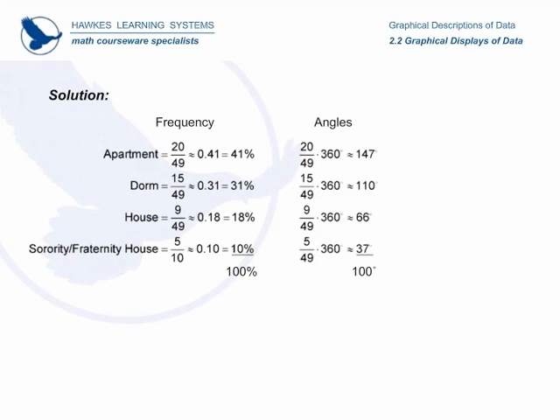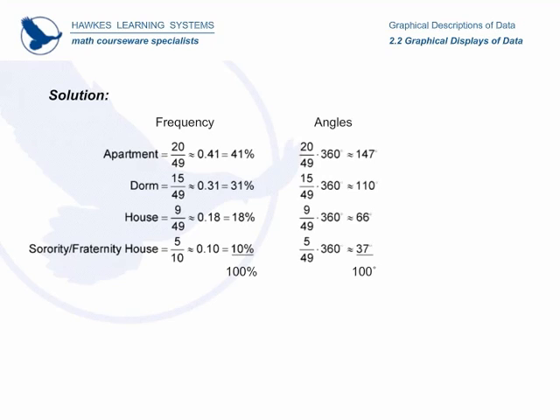We take those frequencies and multiply them by 360 degrees because there's 360 degrees in a complete pie or complete circle. So we take our frequency for the apartment, which was 41%, multiply that by 360 degrees, and that gives us 147. Next, we take the frequency of the dorm, multiply that by 360, and that gives us 110.